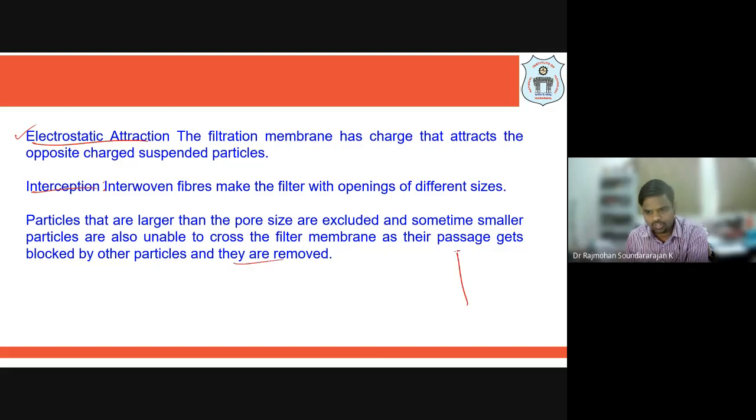Remember, whenever there is a filter, there will be filter cake formation on the surface, right? So in that case, the diffusion is going to be difficult, right? So that way, the filter cake removal has to be performed often, so that you have effective filtration taking place.